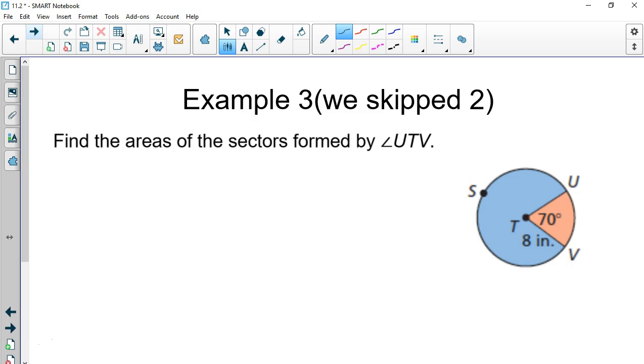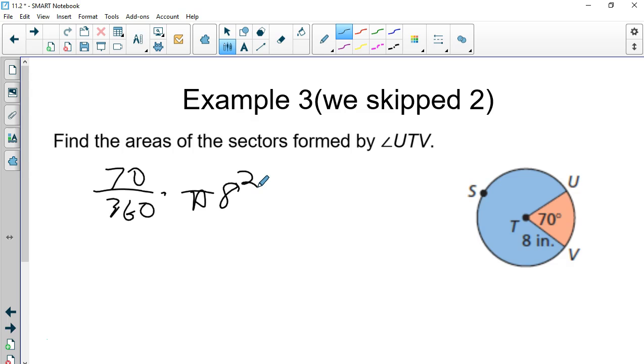Okay? Now I just want to let you know we did skip number 2, so don't worry about that if you're looking in the book. Example 3. Find the area of the sector formed by UTV. So we're going to take the angle over 360. Okay? That's going to give us that portion. And then times pi and the radius squared.